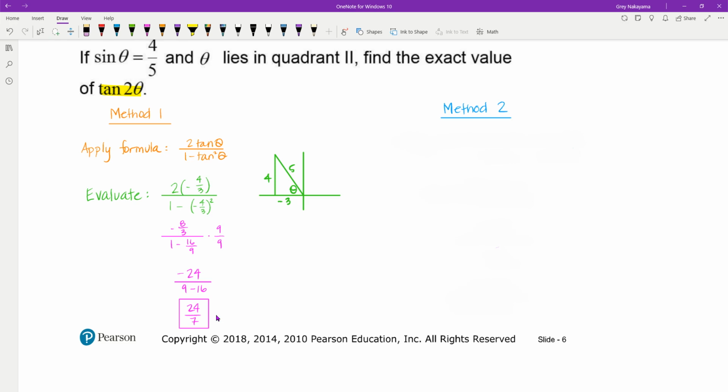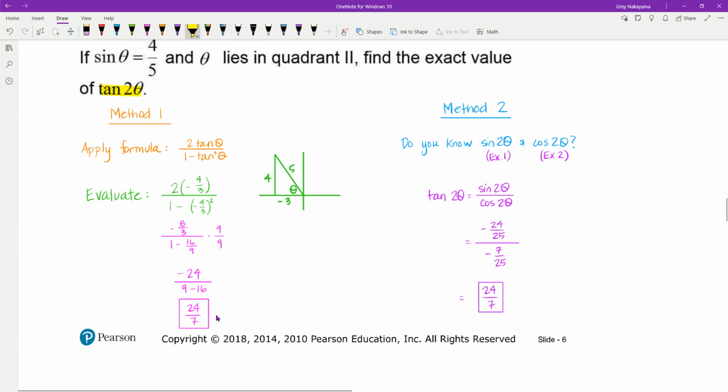The other method is, if I'm looking for the tangent of 2 theta, do I know the sine of 2 theta and the cosine of 2 theta? Which we found the sine in example 1, and we found the cosine in example 2. So applying the formula is, well, this is not really a specific formula. You already know the quotient identity. Tangent of 2 theta equals sine of 2 theta over cosine of 2 theta. So I'm going to take those two values and plug them in and then simplify. Because remember, if we have the same denominator, I can just get rid of those things. So 24 over 7 is what we have.